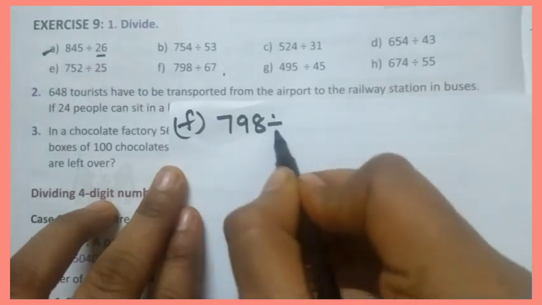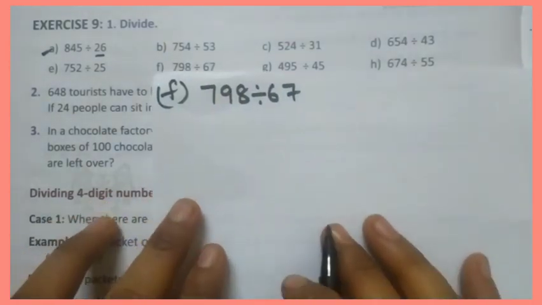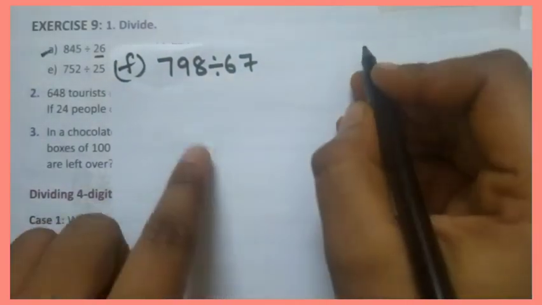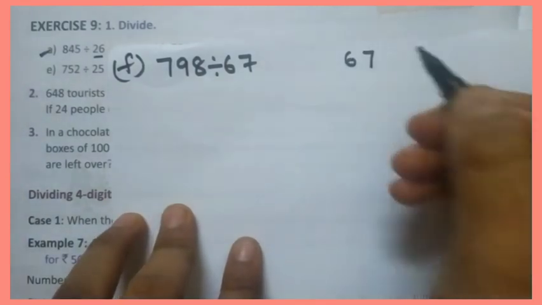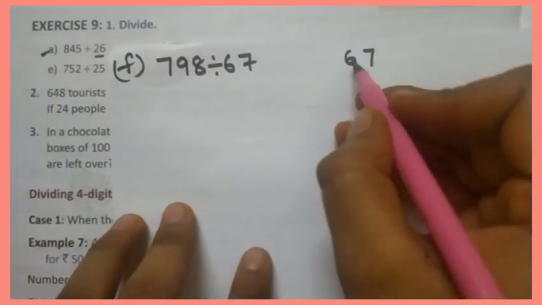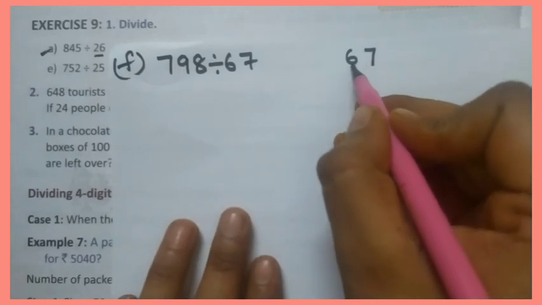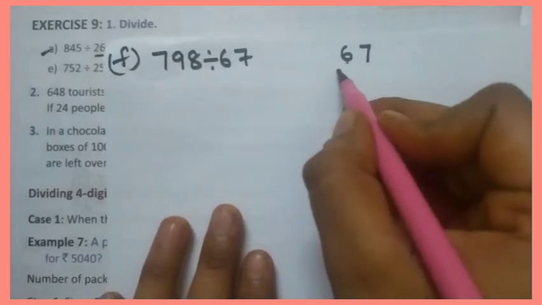798 divided by 67 is there. To do this problem, we have to write the 67 table. 67 consists of 2 digits, 6 and 7. We'll write the 6 table here.